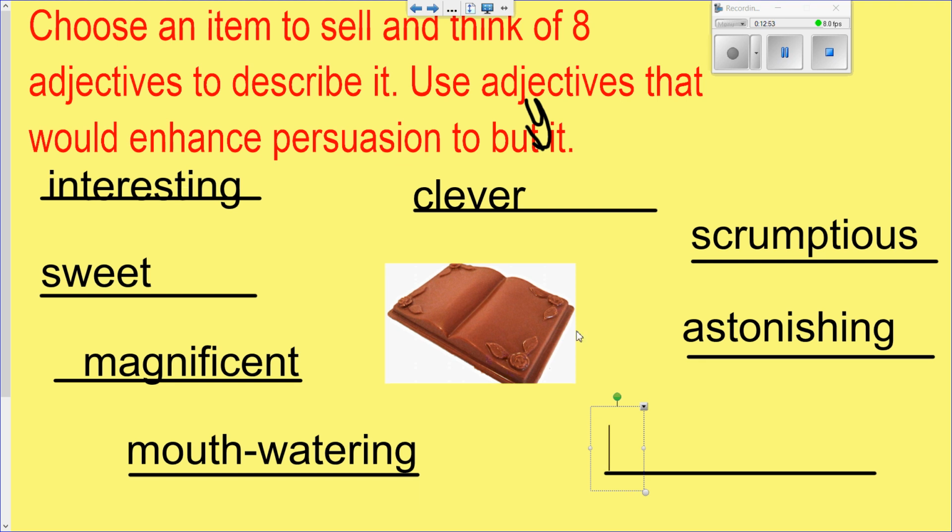And because it's something that's going to be unlimited, it's going to be lots of it. I can just keep eating it. And it's got lots of information in it. So here's mine. It's my chocolate book, and I've got 8 adjectives: interesting, sweet, magnificent, mouth-watering, unlimited, astonishing, scrumptious, and clever. Your job today is to choose an item and think of 8 adjectives to describe it. You might want to write them in a list, or you could do them like a mind map like I have. So have fun with that. Maybe choose something like mine, or you can think of something completely independent. Okay, have fun. Bye.